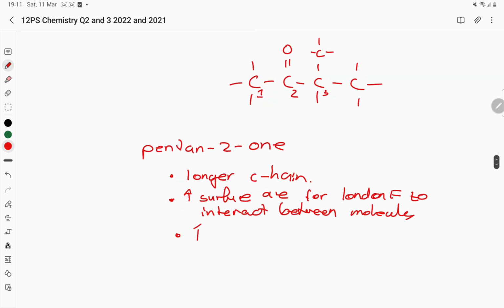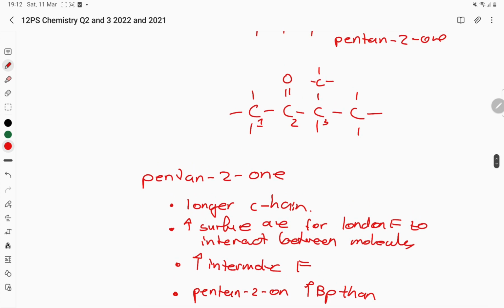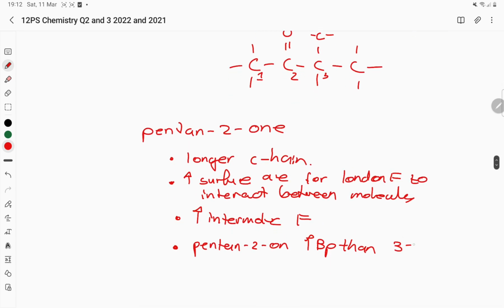This will result in stronger intermolecular forces, which will result in a higher boiling point, or you can say pentan-2-one has a higher boiling point than butanone, 3-methylbutanone. Straightforward, eh? Easy peasy. Just know your rank B.